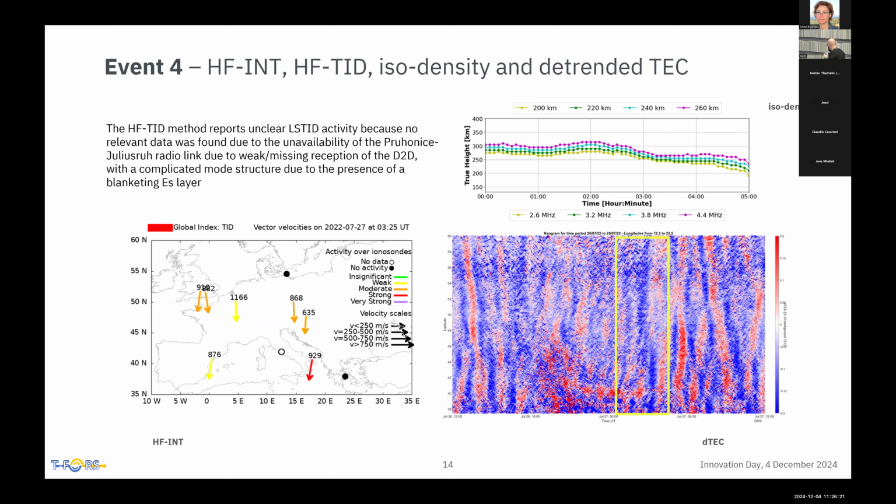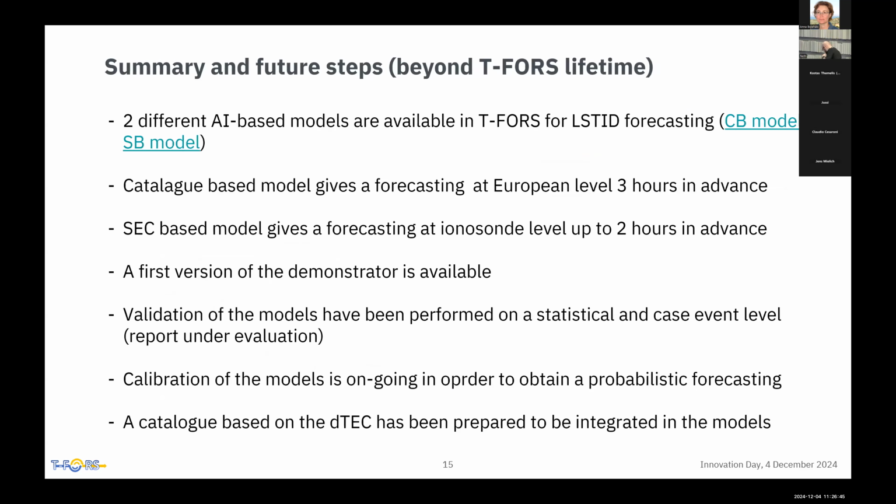And actually, looking at the other validation data, we cannot say that large-scale TIDs are there. So probably the catalog is right, and one of the models is right. But again, this is a case in the middle, so we are not sure ourselves if a large-scale TID is happening or not.